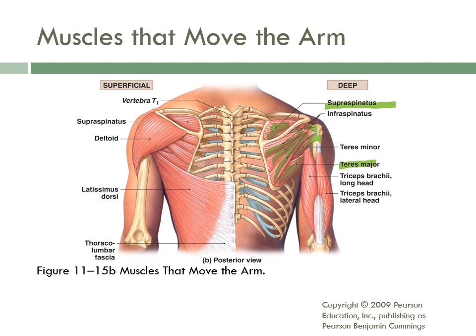We can also see the posterior portion of the deltoid here, and we can see this large latissimus dorsi. That muscle actually adducts the arm. So if the deltoid is going to abduct the arm, the latissimus is going to adduct the arm and pull it back down.